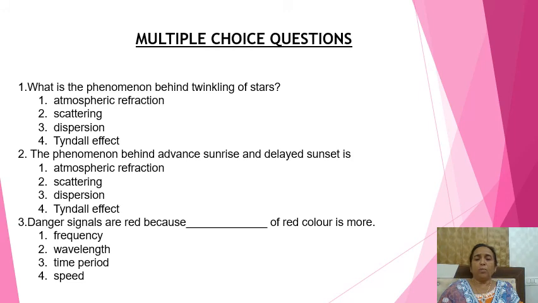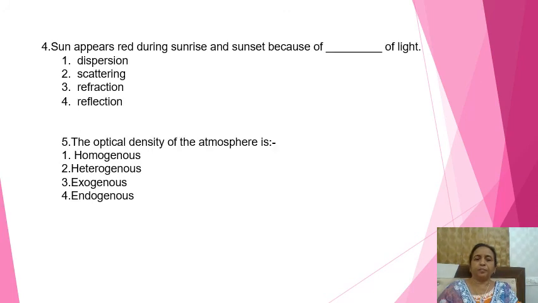First, what is the phenomenon behind the twinkling of stars? Is it atmospheric refraction, scattering, dispersion or Tyndall effect? I hope all of you know it is atmospheric refraction. The phenomenon behind advanced sunrise and delayed sunset is again atmospheric refraction. The danger signals are red because the dash of the red color is more. Is it frequency, wavelength, time period or speed? It should be wavelength. The sun appears red during sunrise and sunset because of dash of light. Should it be dispersion or scattering? Should it be refraction or reflection? It should be scattering of light.